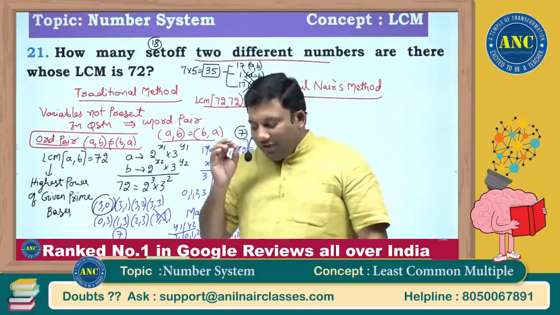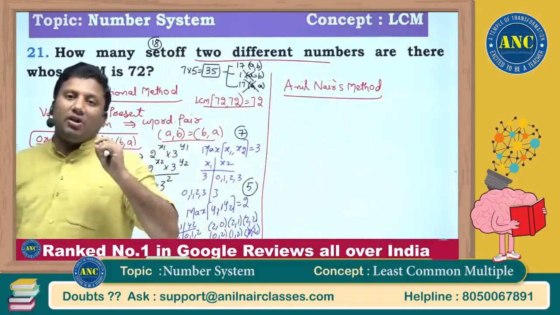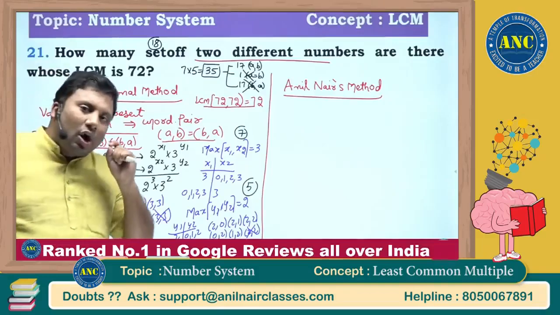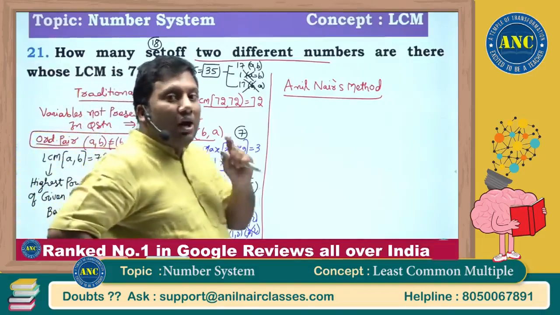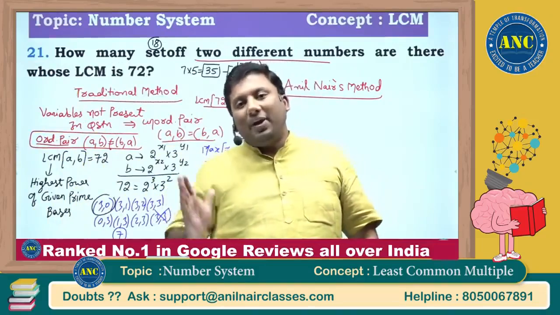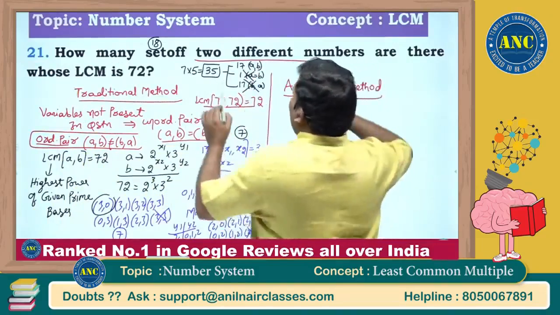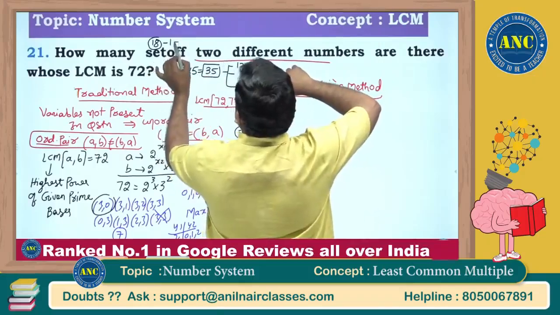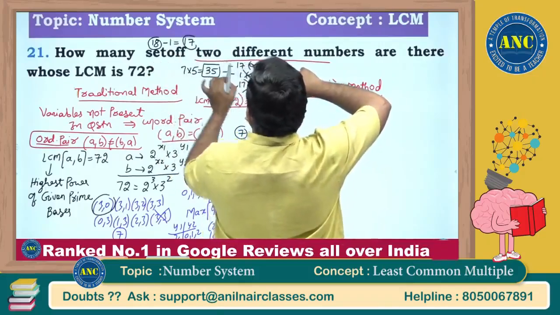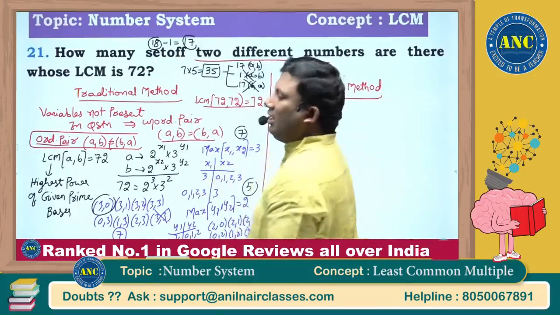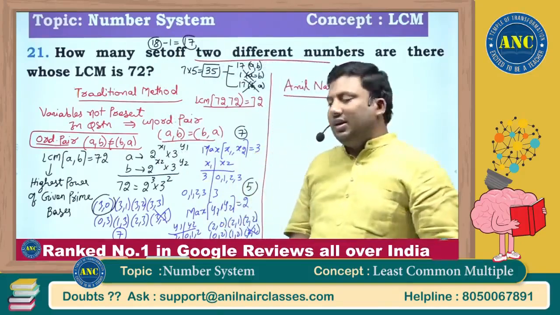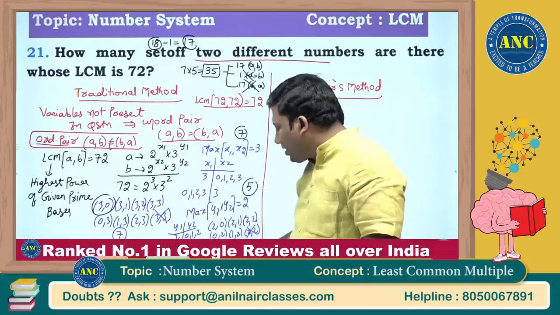Why? Because if variables are not present in the question, it is an unordered pair. For an unordered pair, the reverse case is not possible. If the question says different numbers, then from 18, one more case needs to be eliminated. LCM of 17, 17, what is the answer? 17 cases. I hope the idea is clear.